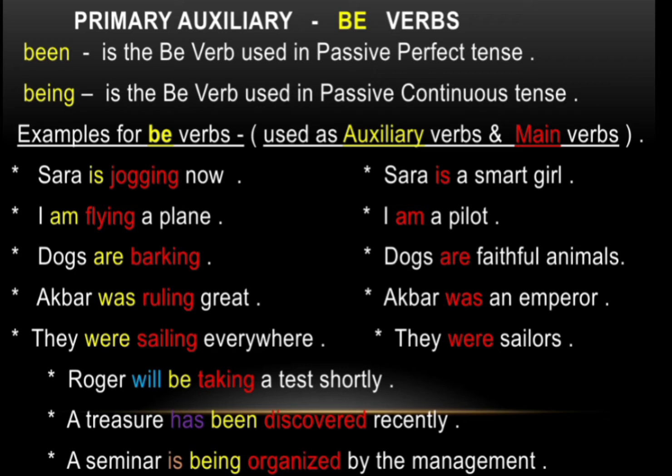A seminar is being organized by the management. Organized is the main verb, being is the be verb, and is denotes the present tense in the passive continuous tense.